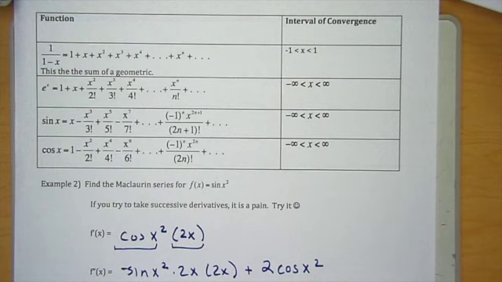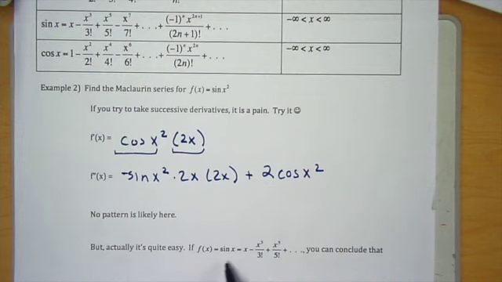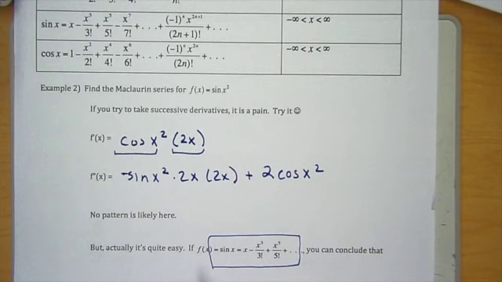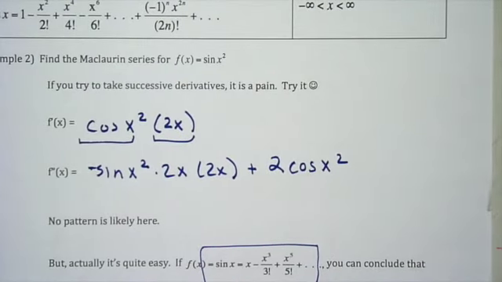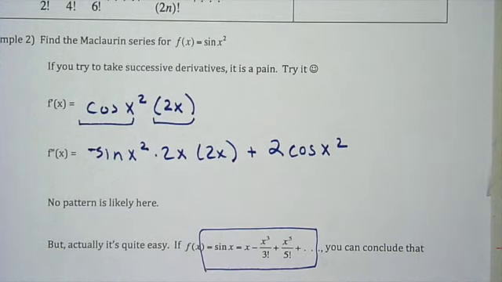It's actually pretty easy to create the polynomial for sine of x squared if you know what the sine of x is. So in the previous example, we came up with this. We figured out that the sine of x, first couple terms, is x minus x cubed over 3 factorial plus x to the 5th over 5 factorial.